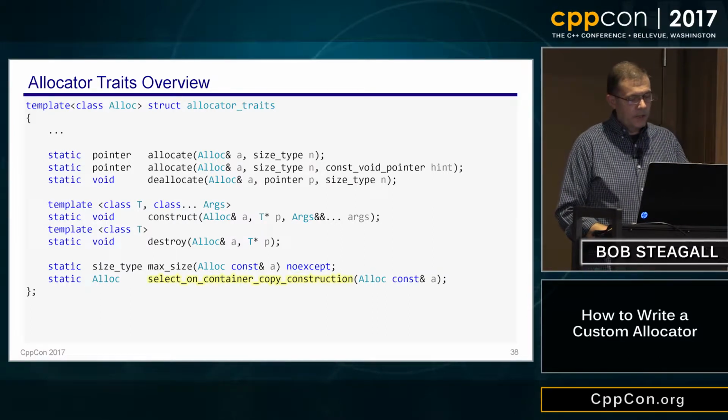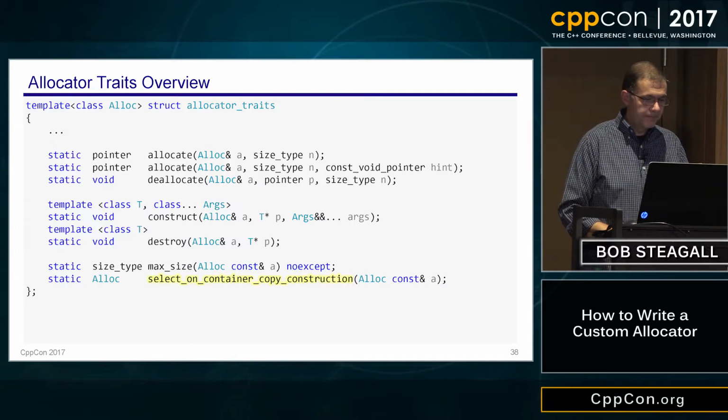One thing I want to point out that's part of propagation is this weird function at the bottom of the traits called select on container copy construction. And we'll get to what that is in a couple of minutes.